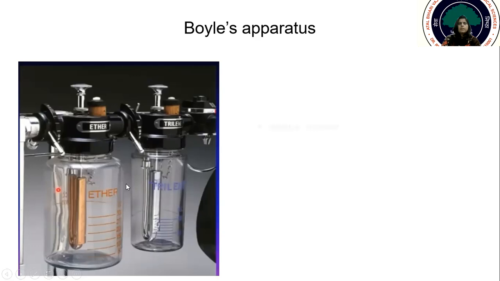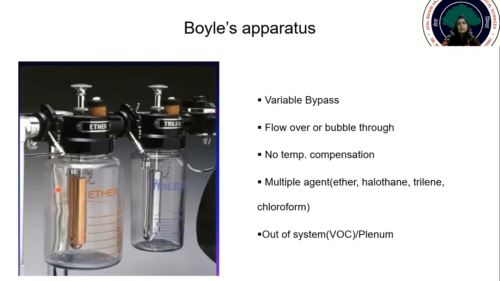So similarly, we'll describe it as a variable bypass vaporizer. It can be flow over or bubble through. There's no temperature compensation. Multiple agents like ether, halothane, trilene can be used. It is a high resistance vaporizer, plenum type of vaporizer. Thus, it is used out of system.